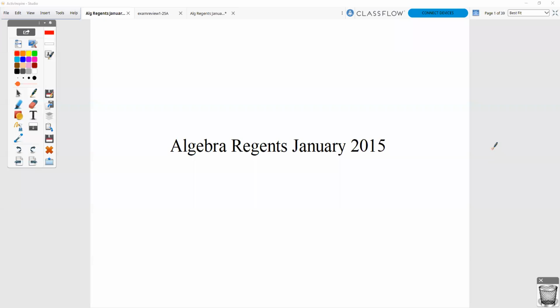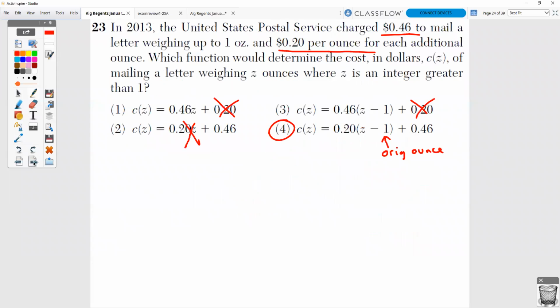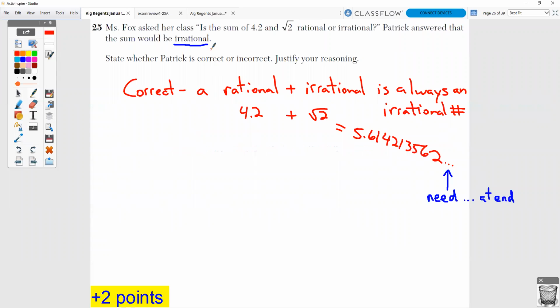These are the answers for the Algebra Regents January 2015 short response questions. When we take a look at question number 25, it says: is the sum of 4.2 and radical 2 rational or irrational? Patrick answered that it would be irrational. State whether he is correct or incorrect and justify your reasoning.